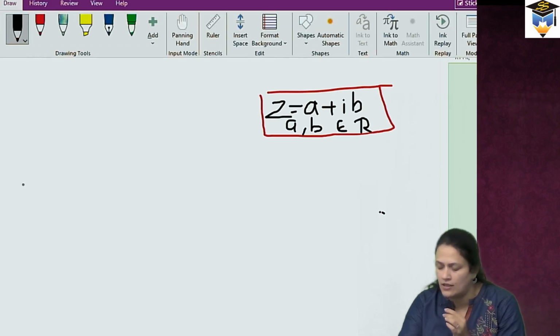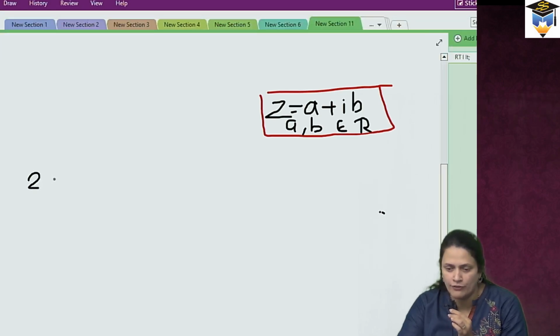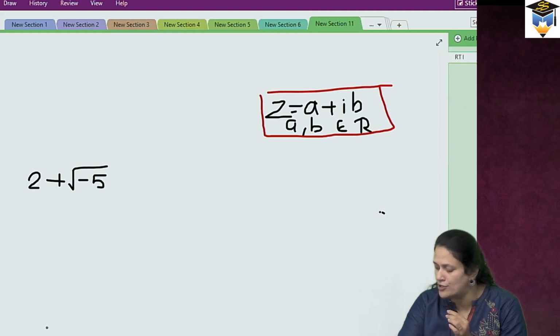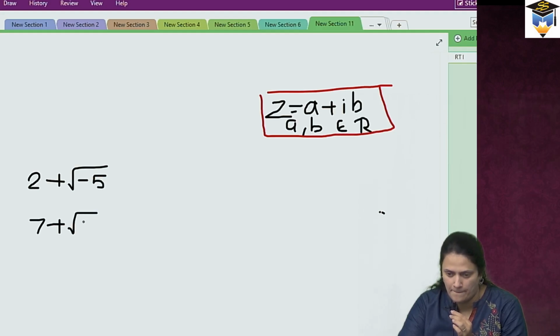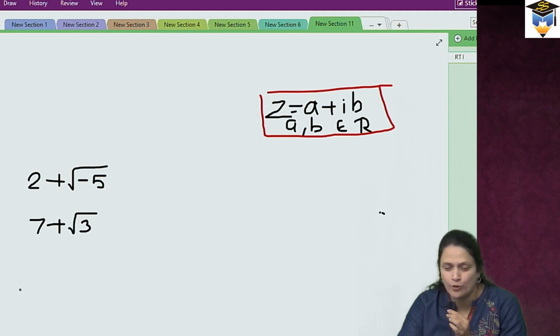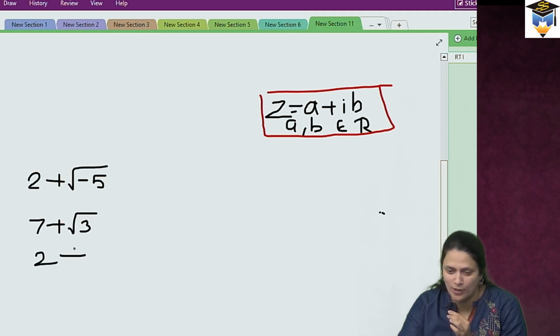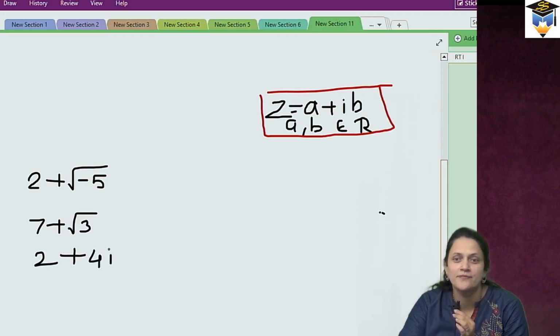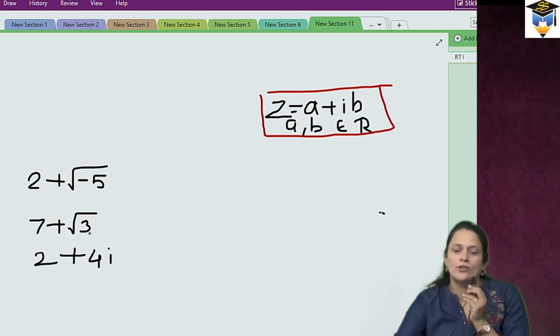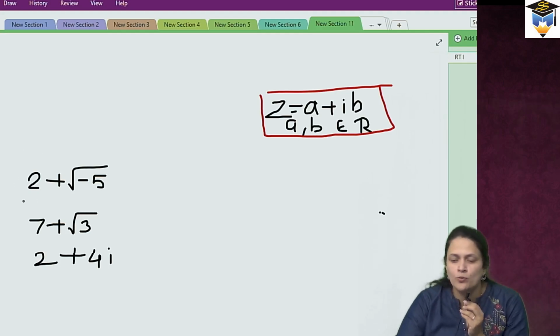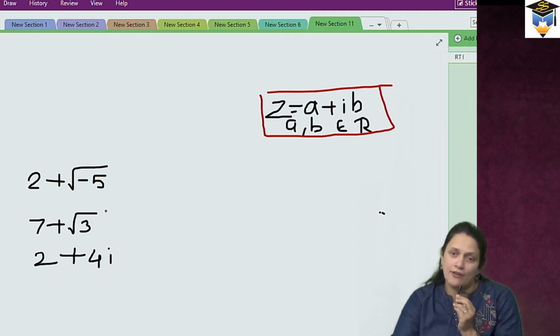Now I am going to write down a few numbers, and I am going to ask each one of you what the real part is and what the imaginary part is. And you're going to tell me your name also, because I don't know everybody's name except Atharva's. So what's your name? Romil. Okay, so now Romil, tell me, 2 plus square root of minus 5.